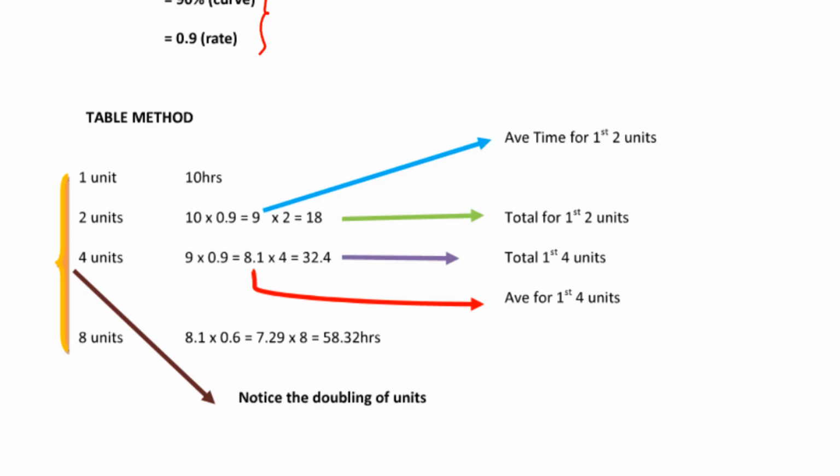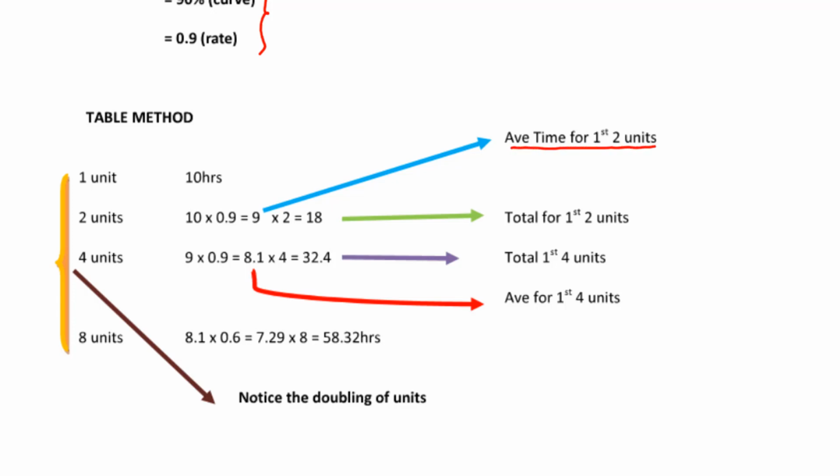Okay, so the first unit took us 10 hours. When we double those units, okay, we multiply the 10 by the fixed percentage of 0.9, and that equals 9. Okay, now what is that 9? That 9, okay, is the average time for the first 2 units.